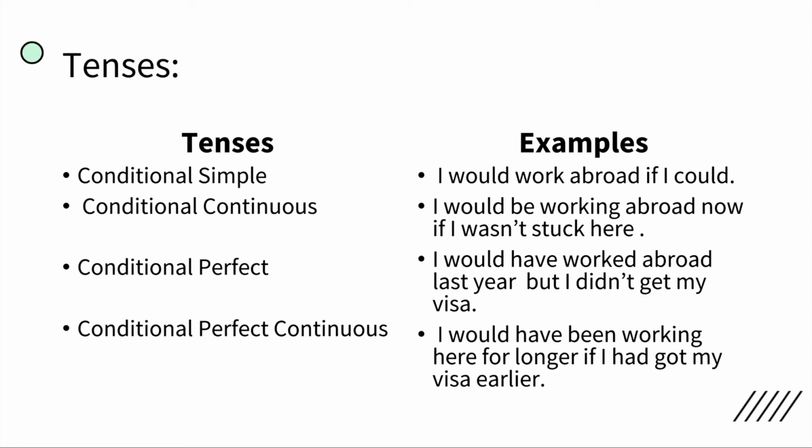I would have worked abroad last year, but I didn't get my visa. We use this to talk about hypothetical actions in the past, and we have a conditional perfect continuous. I would have been working here for longer if I had got my visa earlier. We use this to talk about actions that started in the past and continued. Its form is the subject plus would plus the base form of the verb.